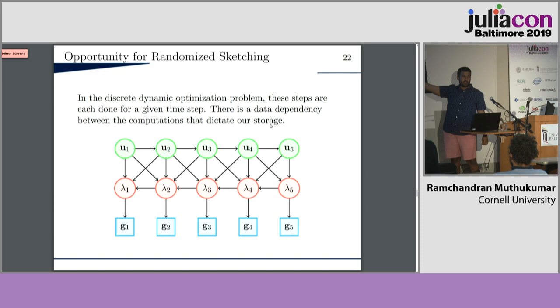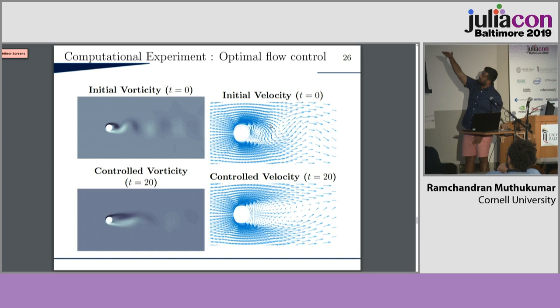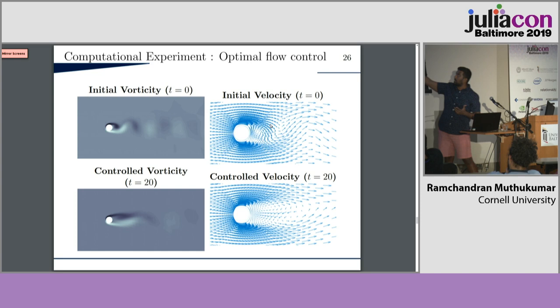And we've run an experiment on the toy example that I told you about, flow control. In that case, the matrix size was 2,500 cross 800. The rank is 800. And you can see what it looks like. The first row is what it looks like initially when you start off from a random point. You just simulate the Navier-Stokes equation, and you see that it's a turbulent flow. The flow is not ideal. You want to control the velocity field. And this is what happens after you run it for a time period of 0 to 20, which is broken down into time steps. So this is pretty good control.